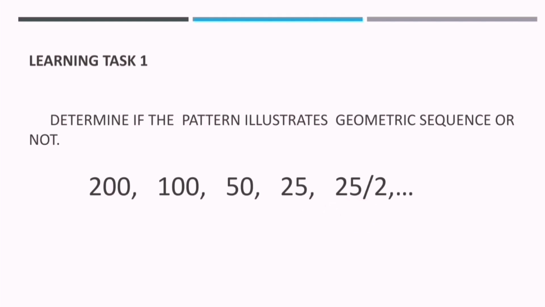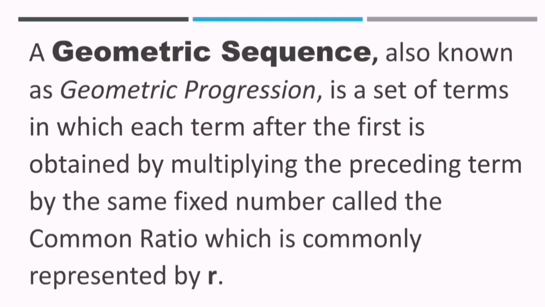Okay, so those are examples of a geometric sequence. What then is a geometric sequence? Geometric sequence is also known as geometric progression. It's a set of terms in which each term after the first term is obtained by multiplying by the same fixed number called the common ratio. In the formula of geometric sequence, it is commonly denoted by the letter r.